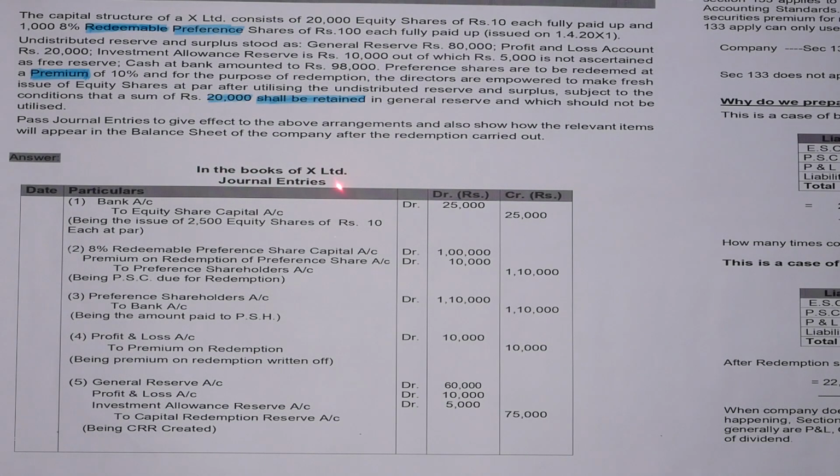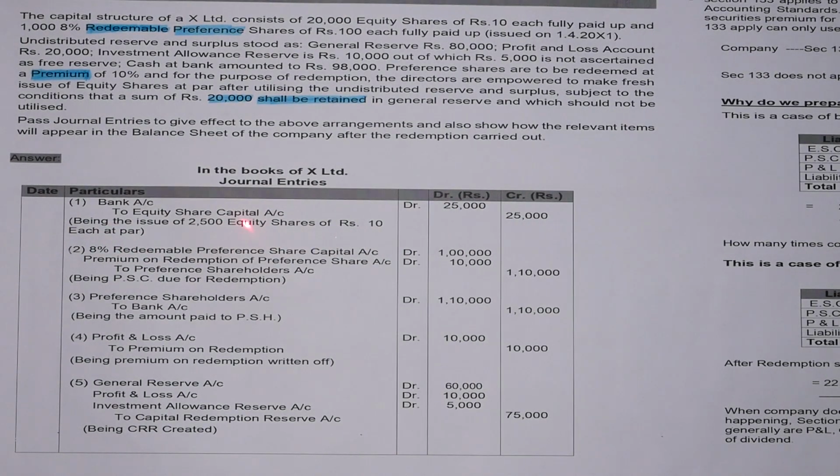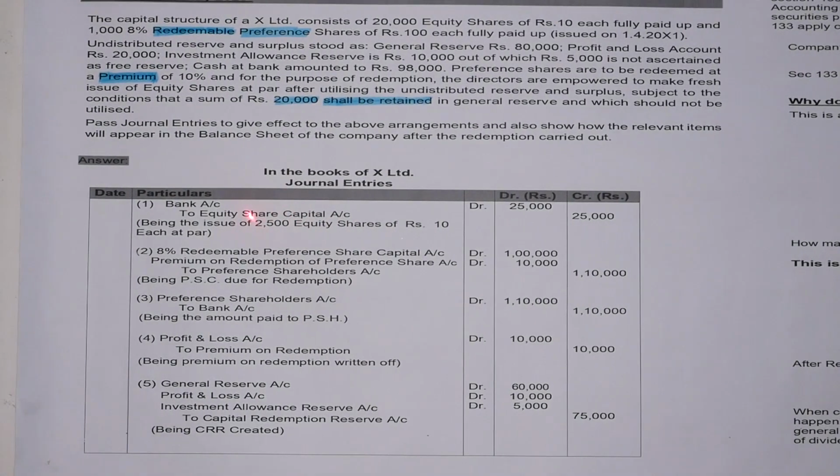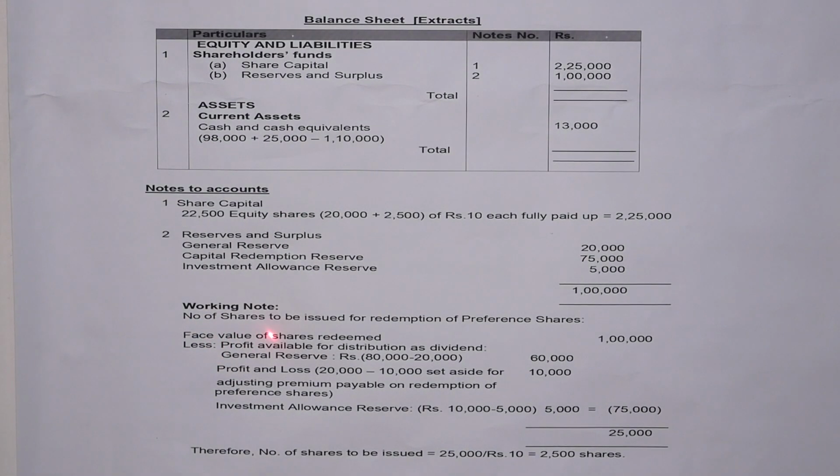In the books of X Limited, journal entries: date, particulars, debit, credit. The first entry is bank account debit to equity share capital, being the issue of 2,500 equity shares of rupees 10 each at par, 25,000. How do we get 25,000? Let's come to the working note. Number of shares to be issued for redemption of preference share: we have 1,000 preference shares of rupees 100 each. So the face value of shares redeemed is 1,000 preference shares into 100, which is equal to rupees 1 lakh.